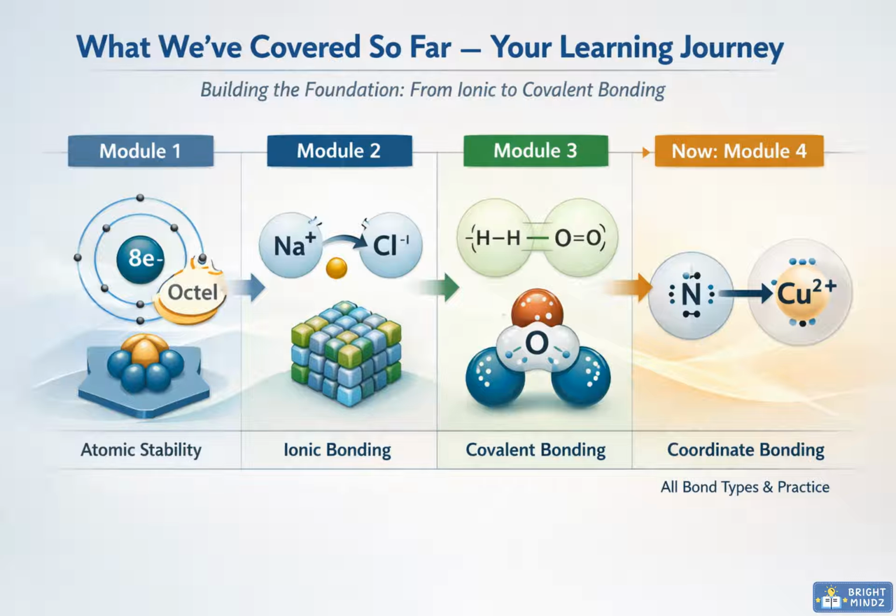So far, you have built the main bonding toolkit: valence electrons, stability, ionic transfer, and covalent sharing. Now we extend that same logic to coordinate bonding, where the shared pair starts from just one atom. After that, we will compare bond types and practice exam style questions.